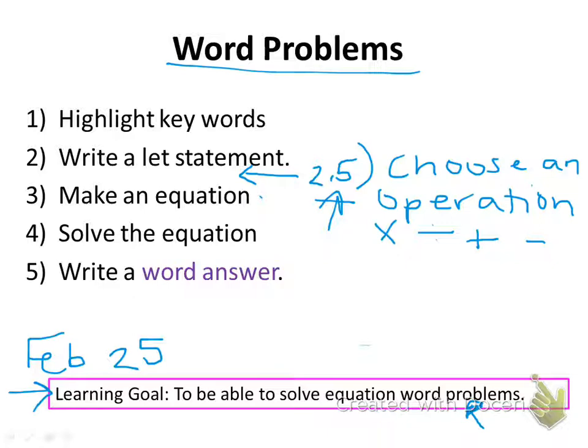Our next step, 2.5, is to choose an operation. You're going to decide whether your question is talking about multiplication, division, addition, or subtraction. Your next step is to make an equation. Next is to solve the equation. And the last one is whenever you have a word question, of course, you need to write a word answer. Alright, let's get started.